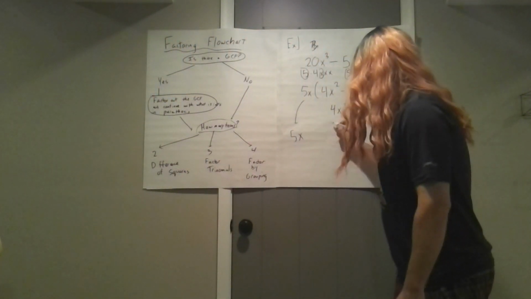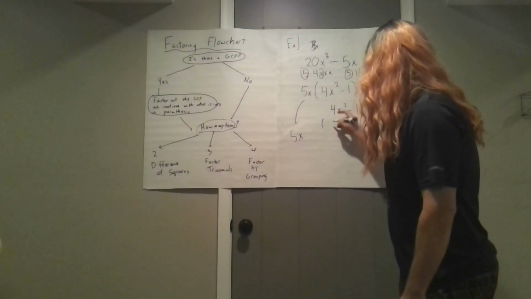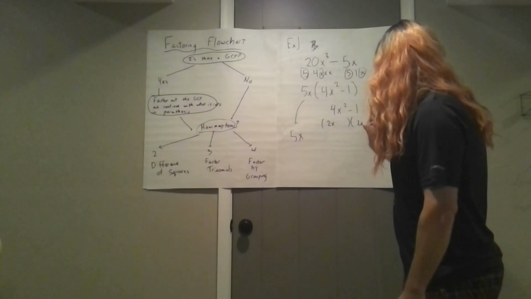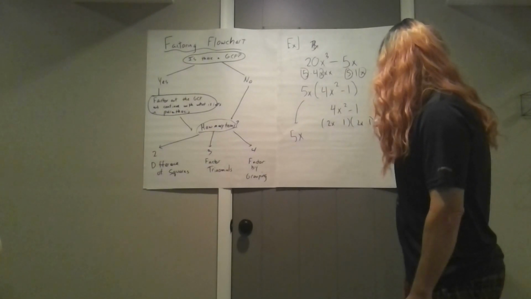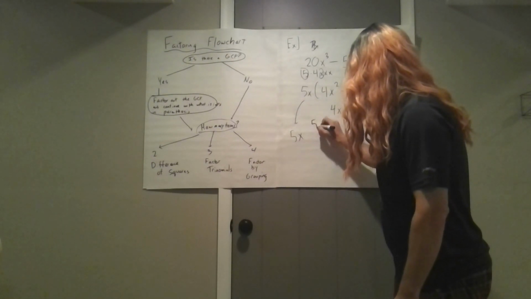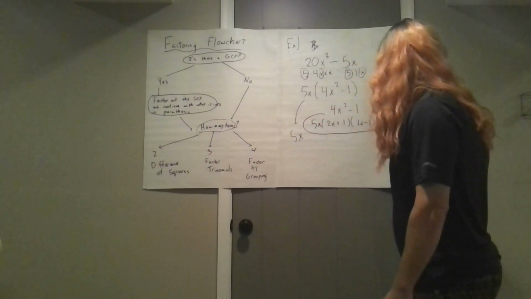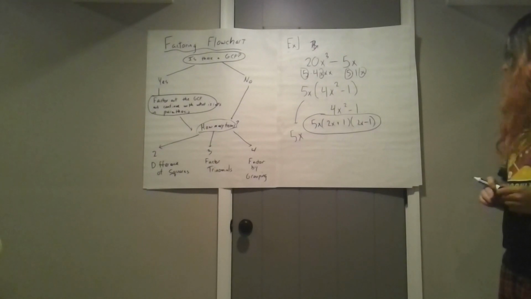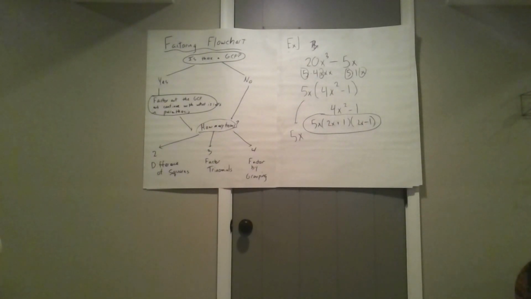What's the square root of that? That's just 2x. What's the square root of that? That's just 1. One of them plus, one of them minus. Don't forget to put that GCF back. Cool. Let's try one more.